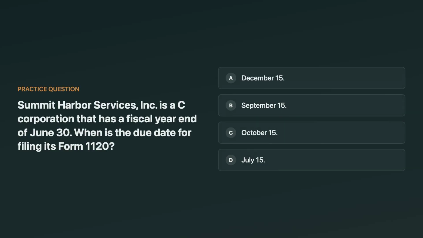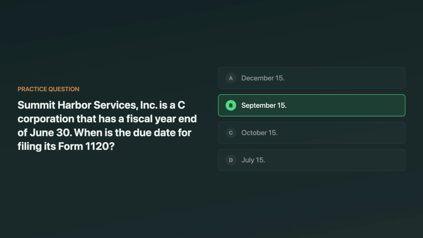Summit Harbor Services Incorporation with a fiscal year end of June 30th. When is the due date for filing its Form 1120? The choices include July 15th, September 15th, October 15th, and December 15th. Don't guess based on calendar year rules. Use the months after year-end rule and watch for the June 30th exception. Think about it.